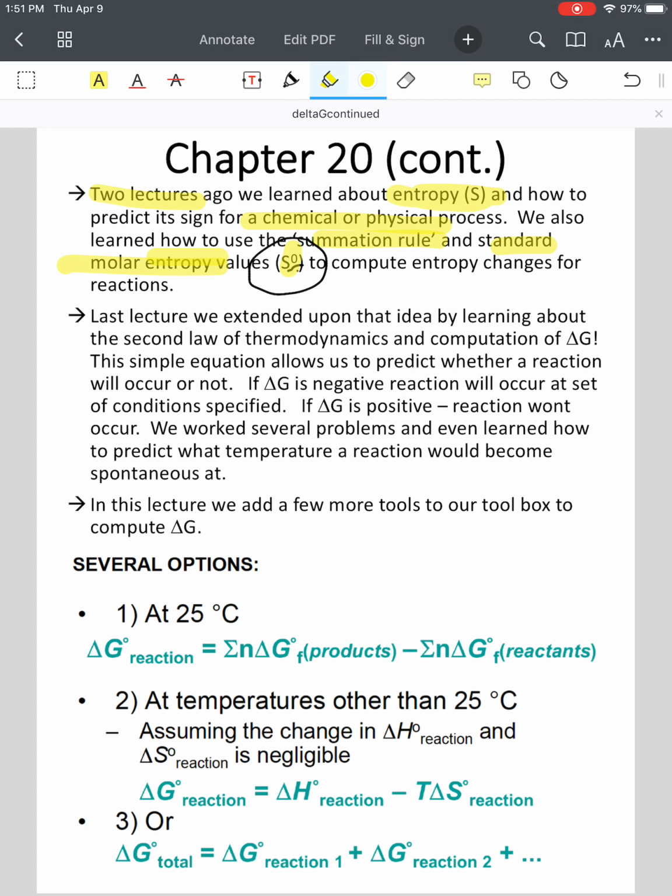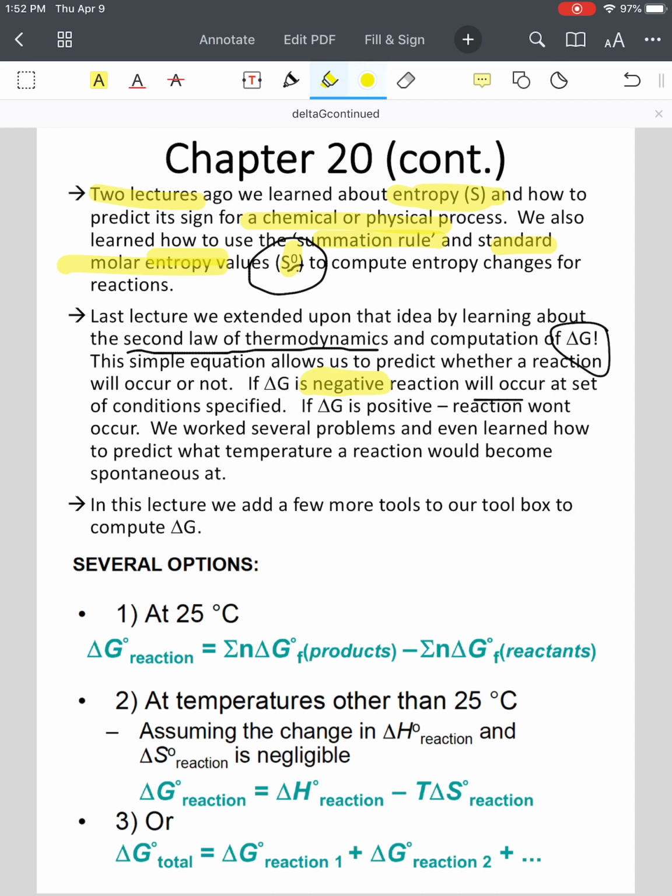Now last time, in the last lecture, we continued upon this idea of entropy. And we defined something called the second law of thermodynamics. It's a really big equation to compute our delta G, our change in Gibbs free energy. And that second law mathematical relationship essentially allows us to compute that delta G. And the importance of that is really crucial to understand. Because if delta G is a negative number, the reaction is going to occur. It will occur. We say that's spontaneous. And the reaction's only spontaneous as written if delta G is negative.